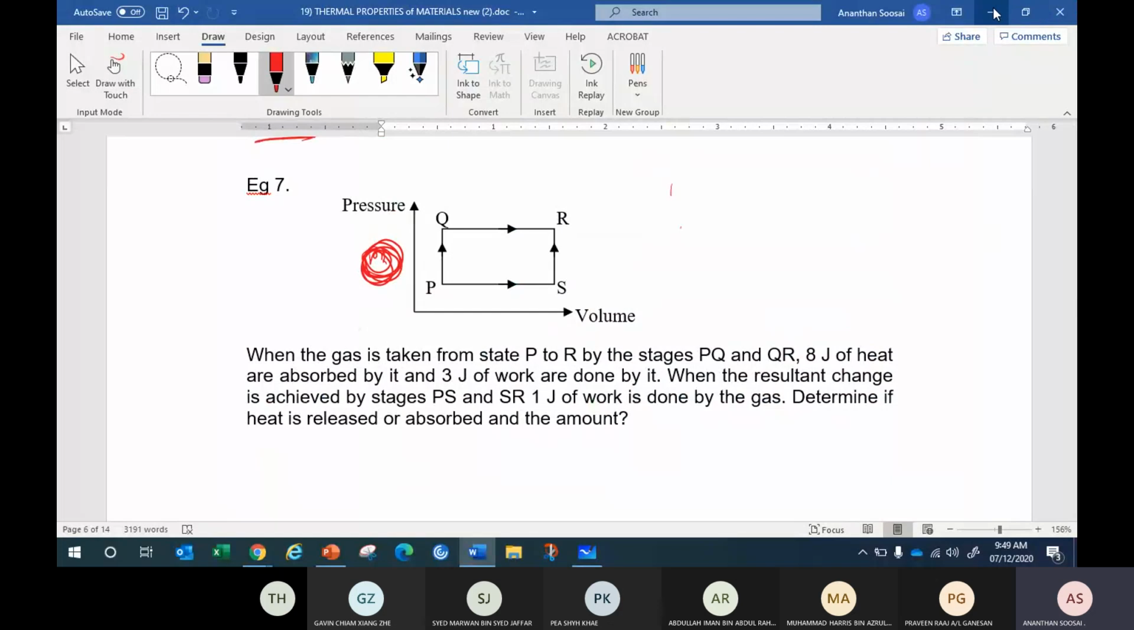Any questions, guys, before we stop? So what did you learn today? You learned about evaporation, internal energy, and the first law of thermodynamics. Most of it is something new: internal energy and thermodynamics. Any questions?